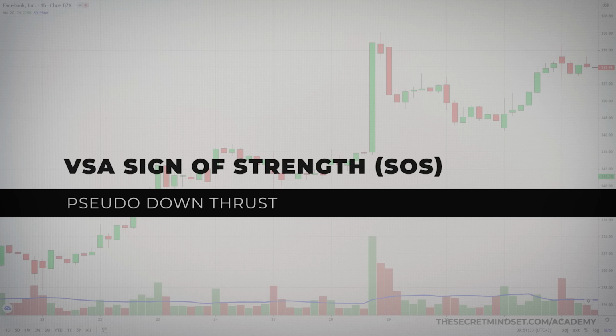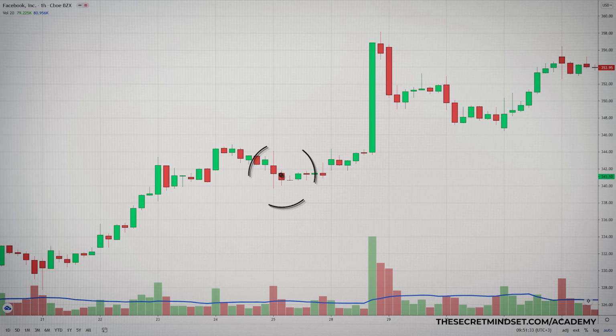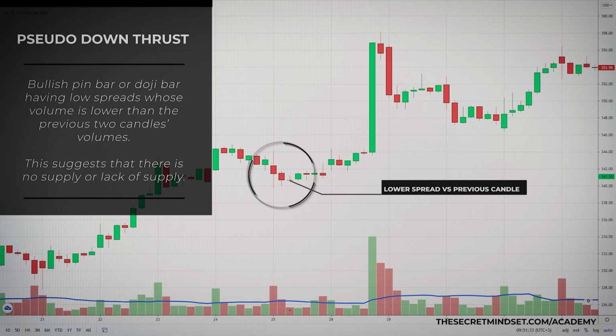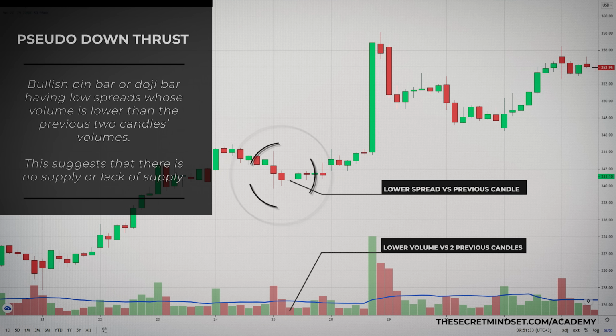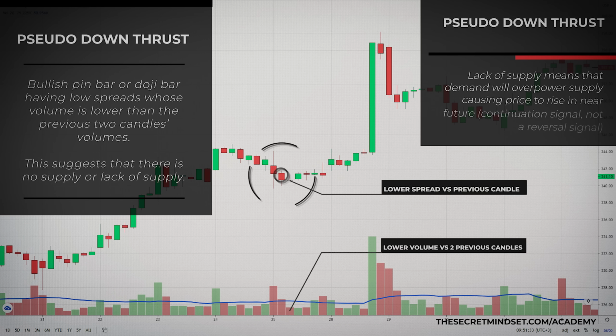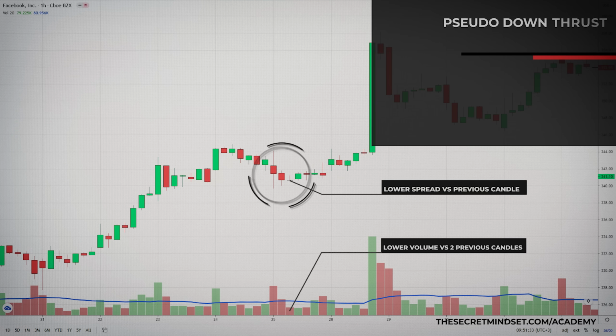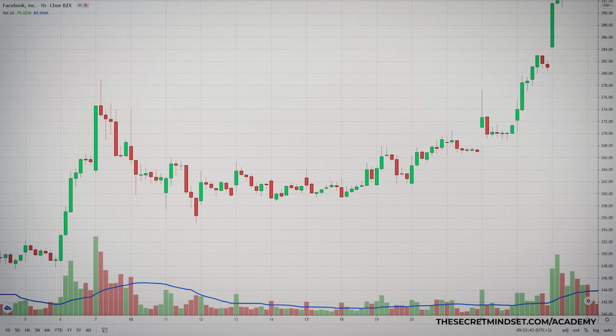Number 6. Pseudo down thrust. The pseudo down thrust is the bullish pin bar or the doji bar having low spreads whose volume is lower than the previous two candles' volumes. This suggests there is no supply or a lack of supply. Lack of supply means that demand will overpower supply, causing price to rise in the near future. Please also note that the pseudo down thrust is a continuation signal and not a reversal signal. Pseudo down thrust is effective only if it appears after bullish momentum or appears after a sign of strength in the direction of the trend.